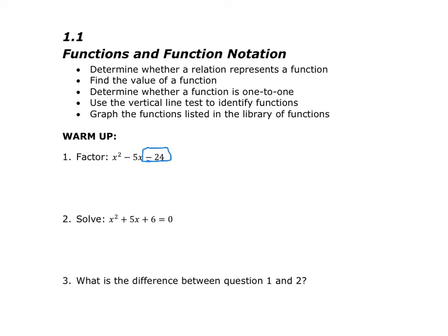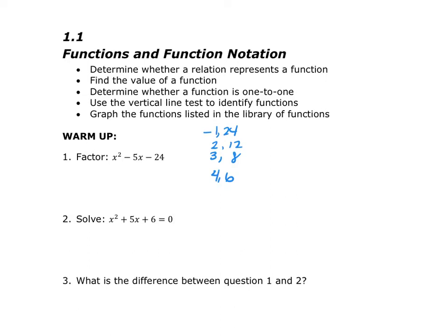Because it's a negative 24, that means the two numbers I multiply to get that constant are going to have different signs. One's going to be a positive number, one's going to be a negative number. So I think of what two numbers multiply together to get negative 24. I know negative 1 and 24, or the opposite, positive 1 and negative 24, 2 and 12, 3 and 8, and 4 and 6, one being positive, one being negative, will get me negative 24.